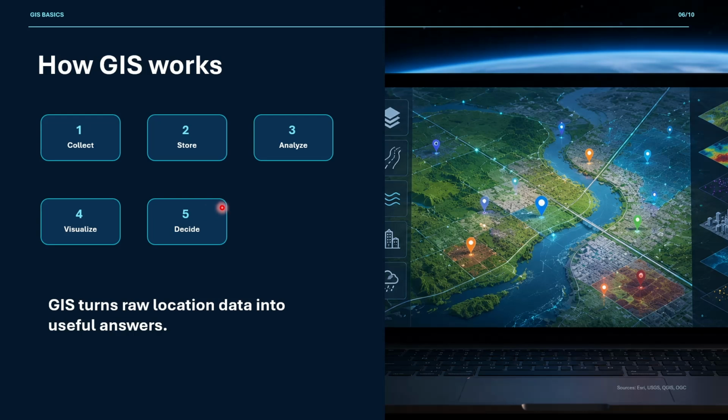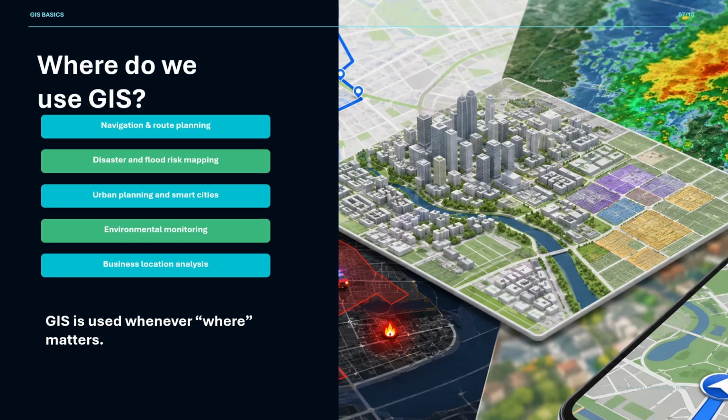A simple GIS workflow has 5 steps. First, we collect data from satellites, GPS surveys, sensors, or existing data sources. Second, we store and organize the data, often in a geodatabase. Third, we analyze the data by asking spatial questions. Fourth, we visualize the results as maps, dashboards, and reports. Finally, people use the results to make decisions. These decisions could be choosing the fastest route, selecting a new business location, planning a city, or responding to an emergency. GIS is used in many parts of our daily life.